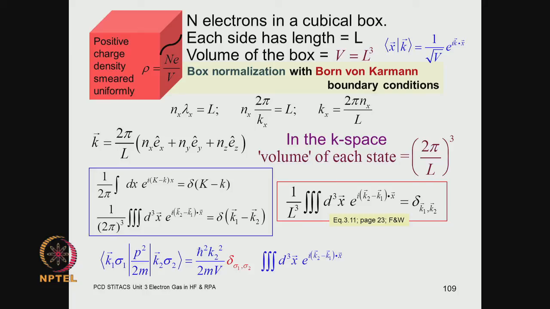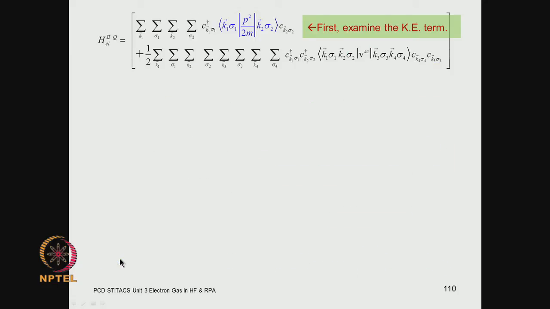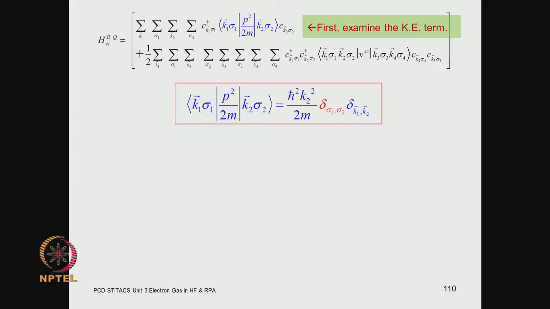Okay. So, now we have this term in our previous result, which is the matrix element of the kinetic energy operator. We had this term over here, and this is the Dirac delta, which is V times delta k1 k2. So, now this V will cancel this V, and you get this result for the matrix element of the kinetic energy part of the operator. We have got the first term done, the kinetic energy part.